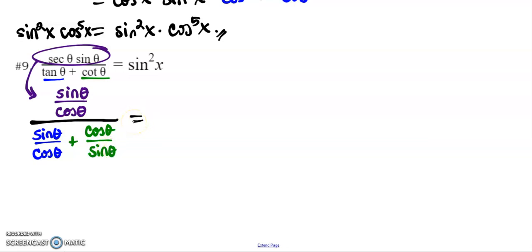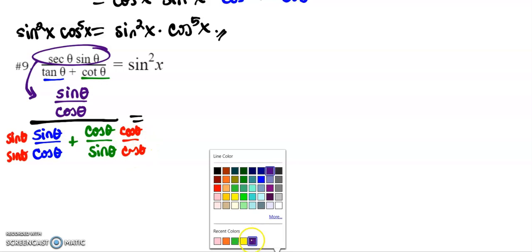All right, now I get it. It looks like a hot mess. It's going to be fine. It's really going to be fine. You just got to keep track of where your fractions are. So I need to multiply this guy on the left by sine over sine. And I need to multiply this guy in the denominator on the right by cosine over cosine. The top's fine. I'm leaving the top alone.